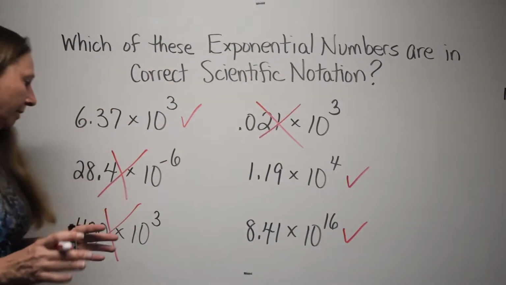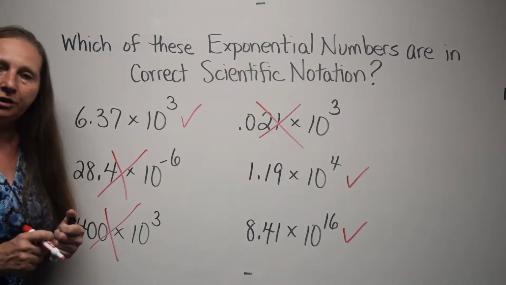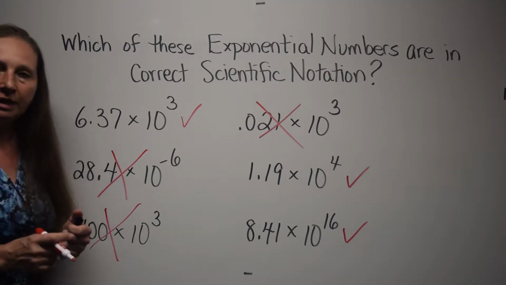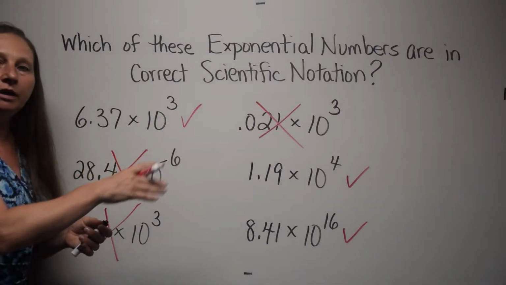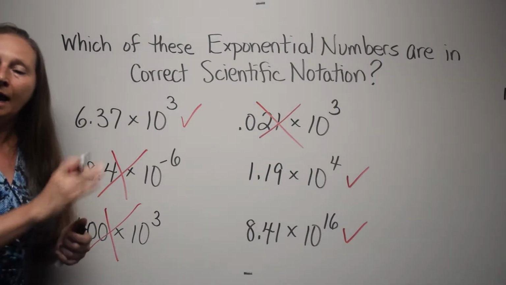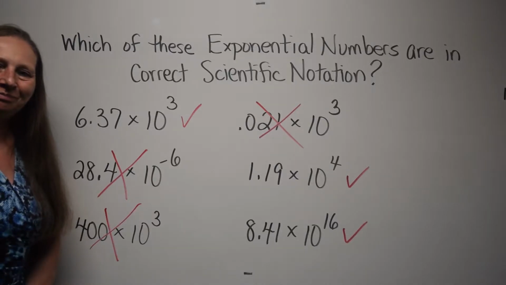All right, so please remember, it is only considered correct scientific notation if there is exactly one number in front of the decimal. It doesn't really matter if there's no numbers or how many numbers there are after the decimal, but there can only be one number in front of the decimal.